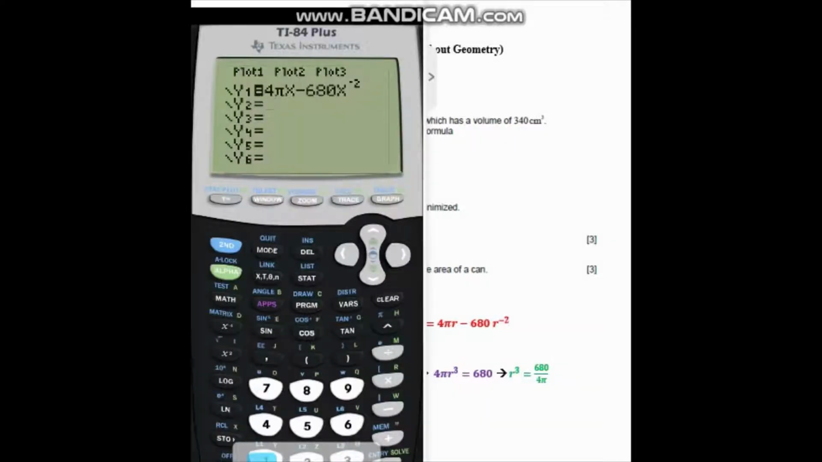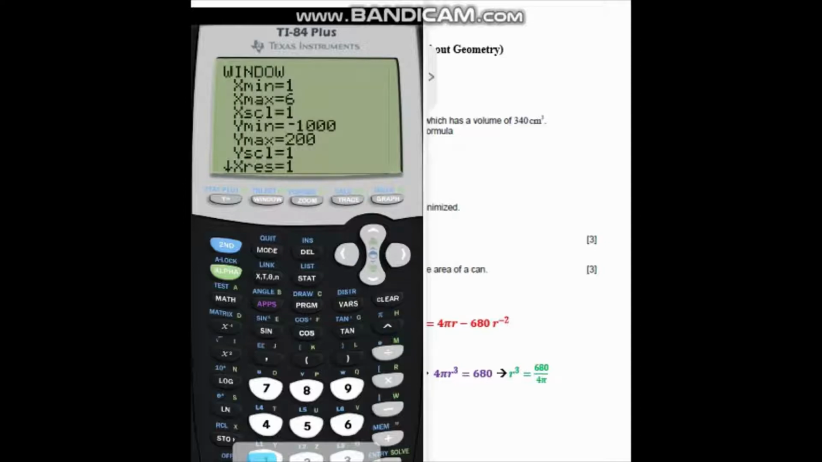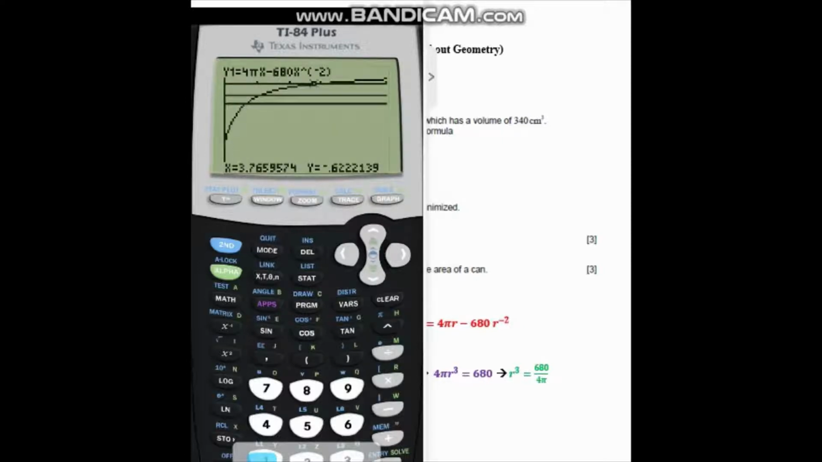So I've written the function down on the GDC. I've taken some time to adjust my window, and this is the problem with the GDC method, which is that sometimes the function is difficult to adjust in terms of the window. It might take you some time. So I played around with the x minimum, x maximum, y minimum, and y maximum until I got this drawing right there. I want to find the value of x that makes this function 0.